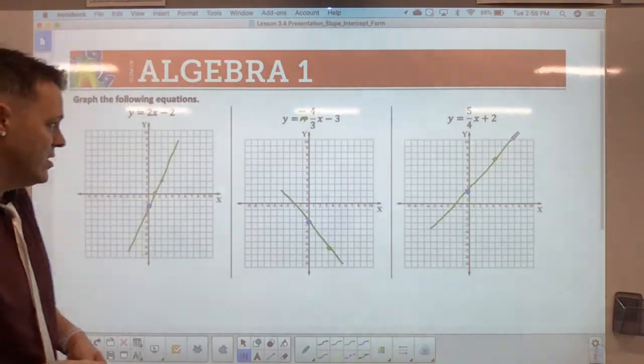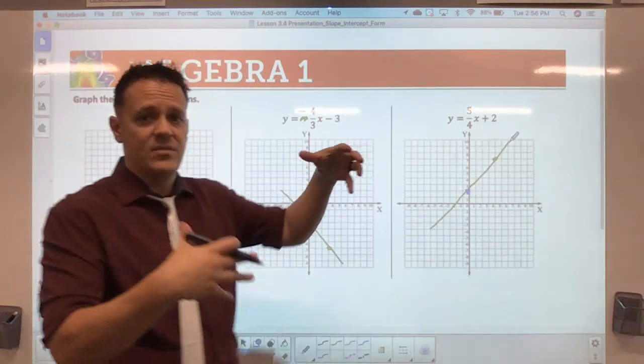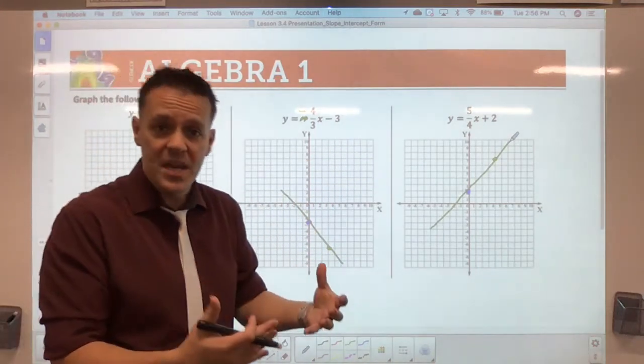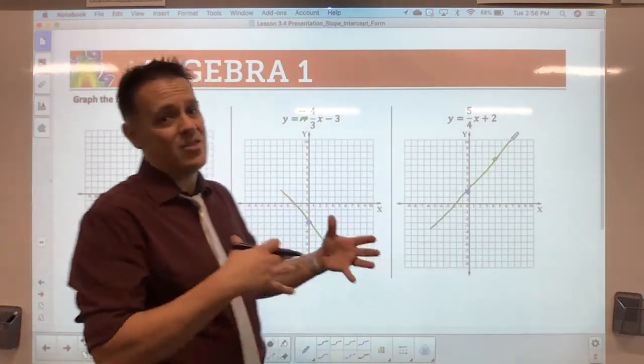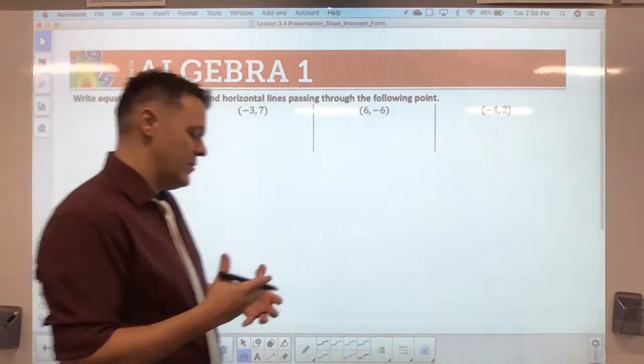Okay, simple enough. So please make sure you understand what you're looking at. Your y-intercept gives you the value where you can put 1 dot, and then use the slope to find the second coordinate point.